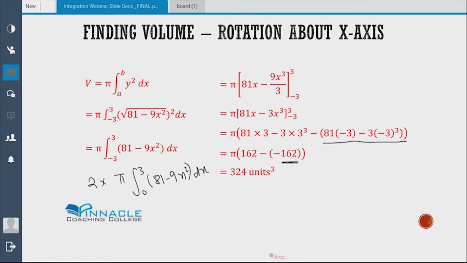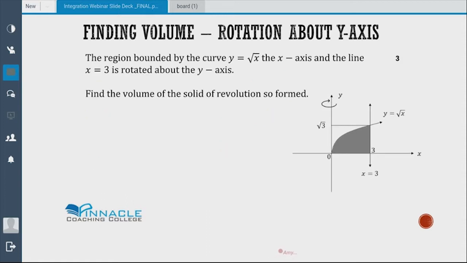All right, so moving on. Next one. This is a rotation around the y-axis. So the y-axis formula looks like this. You need to do x squared this time with dy, with respect to y. Give it a go. See if you can get to the correct answer.